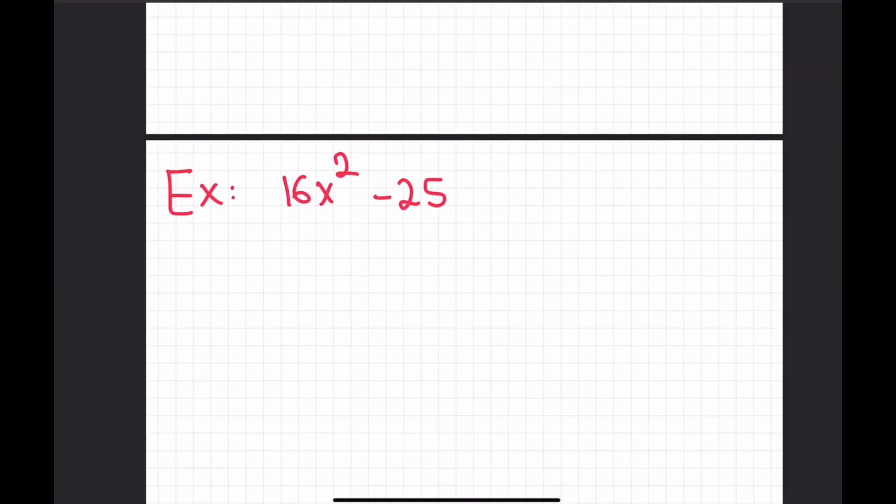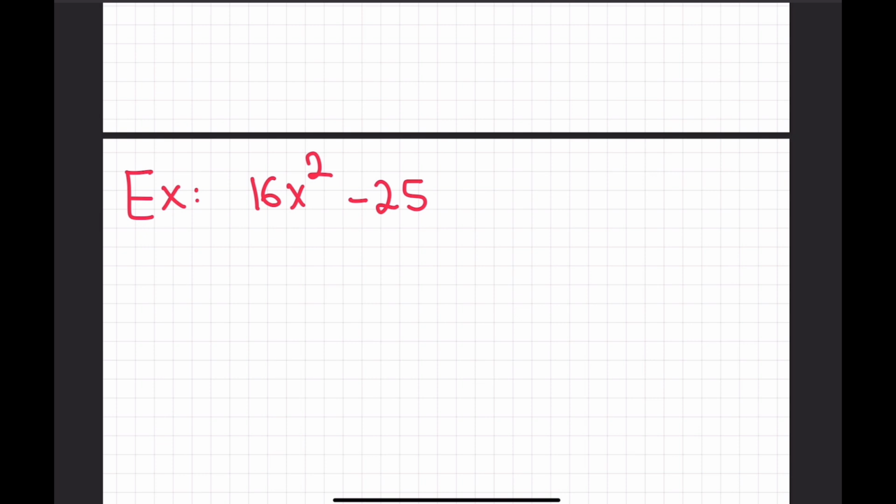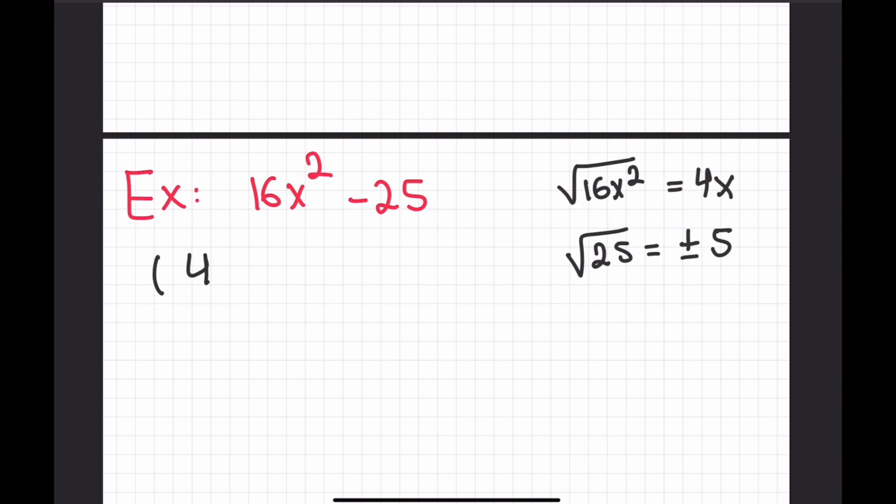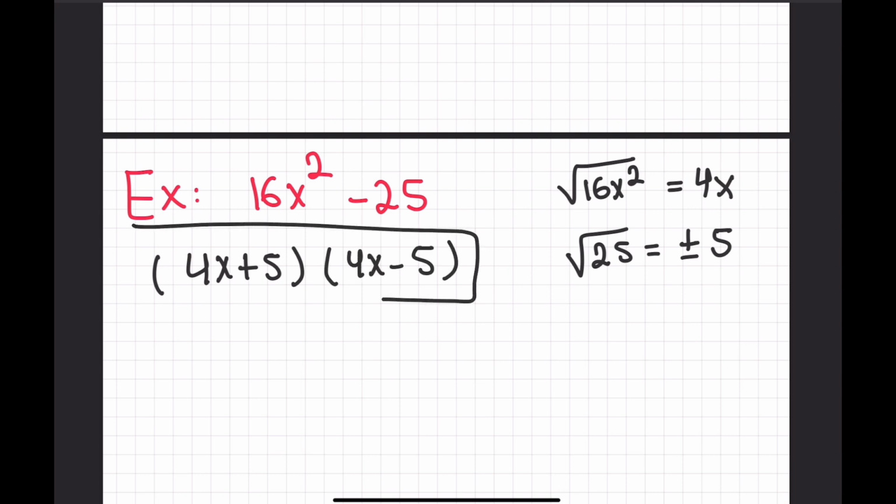Let's jump to the next one: 16x squared minus 25. What do you have to do? Just take a square root. The square root of 16 is 4, and the square root of x to the power of 2 is x. Then the square root of 25 is plus and negative 5. So the answer is 4x plus 5 times 4x minus 5. And this is your answer for this example.